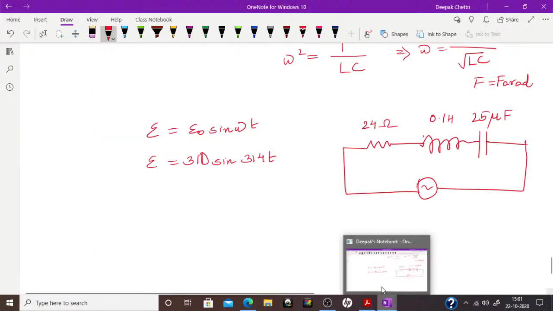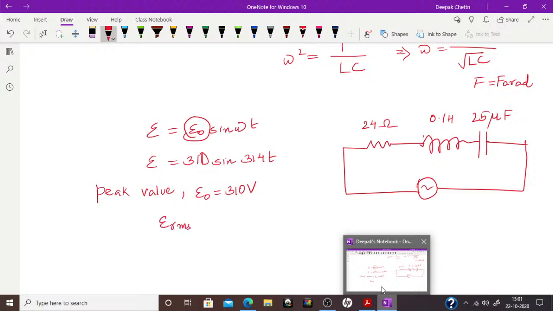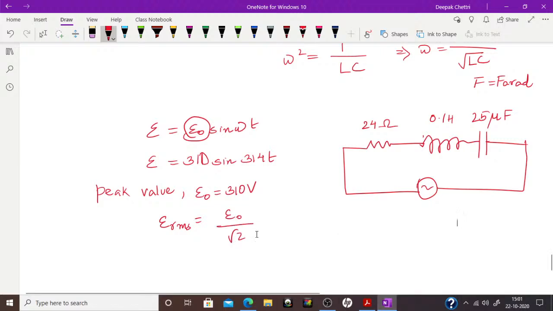So very simple. First of all, peak value. Now look, this is called your peak value. Now compare these two. What will be your peak value? Peak value will be 310 volt. Now E RMS, the relationship between E RMS and E naught is E naught divided by root 2. So this is the relationship between peak value and RMS value. So if you put the value, you will get 310 divided by root 2, which is 1.414. So if you solve this, you will get E RMS.